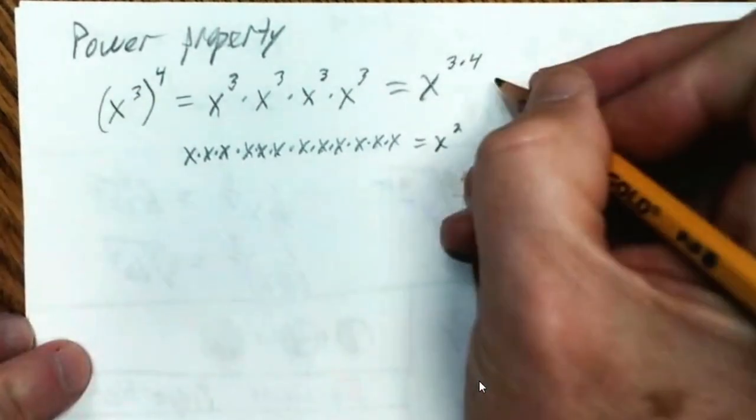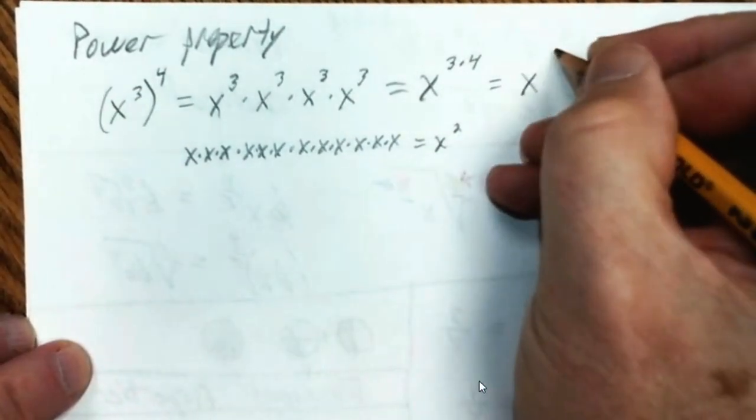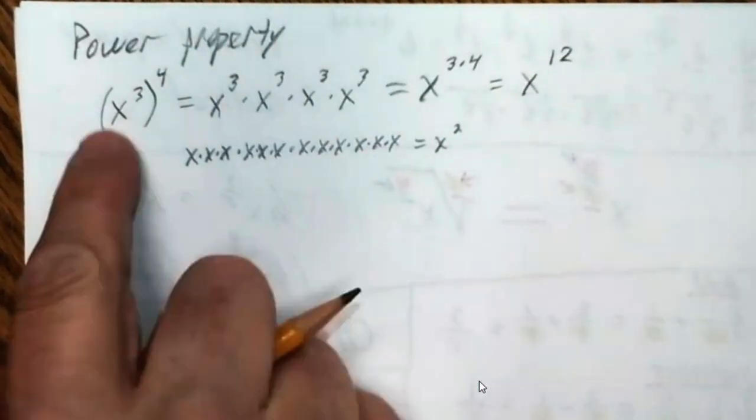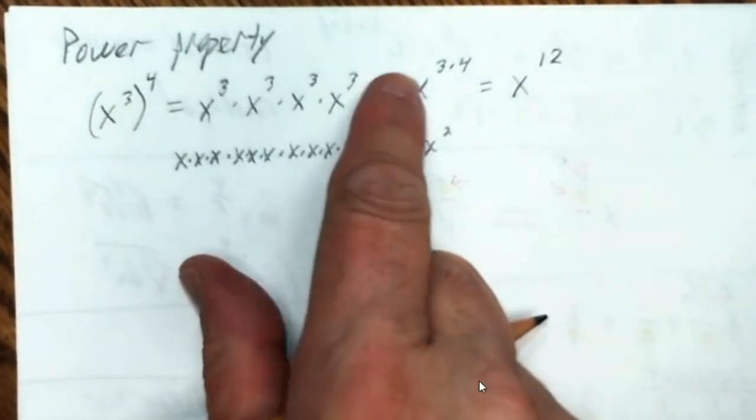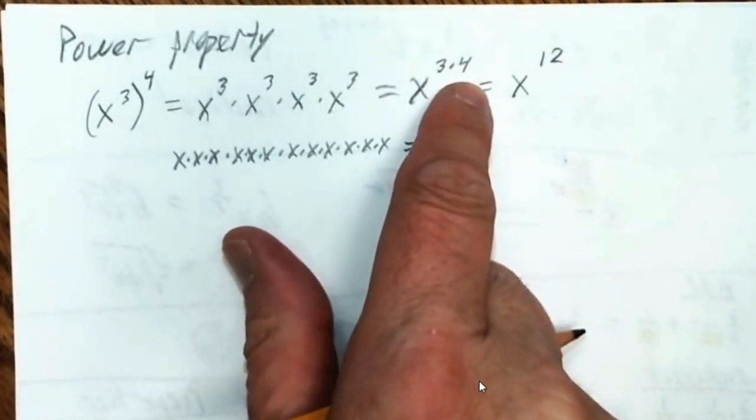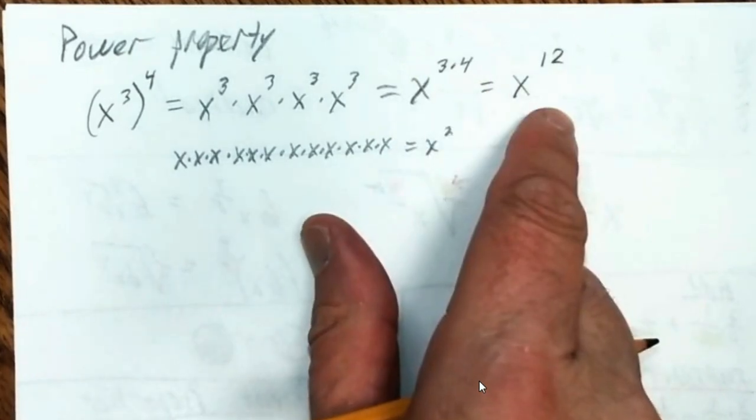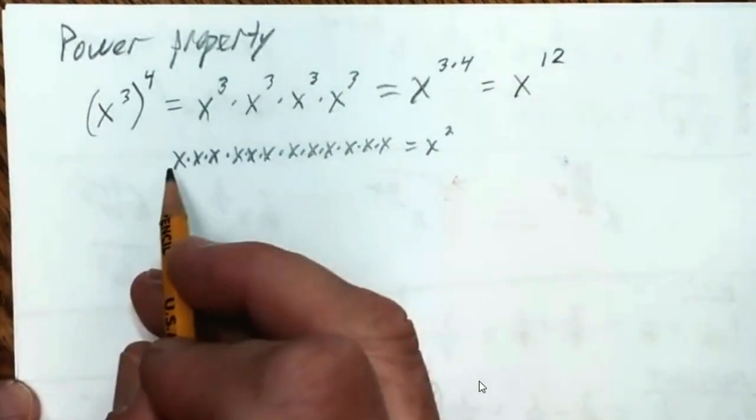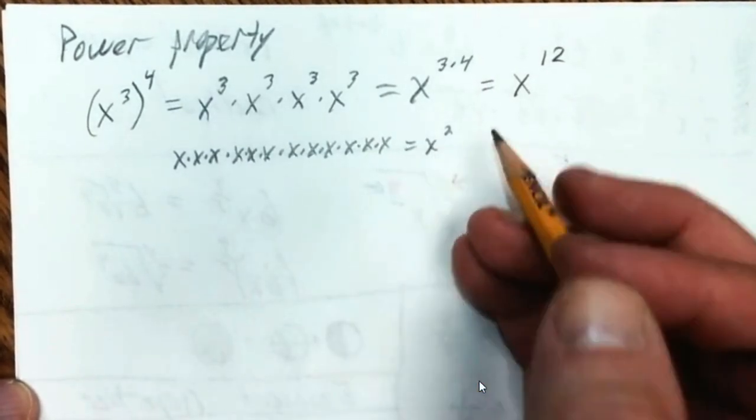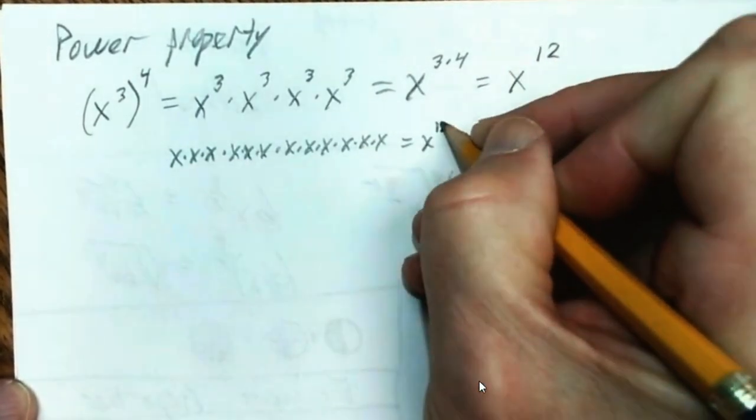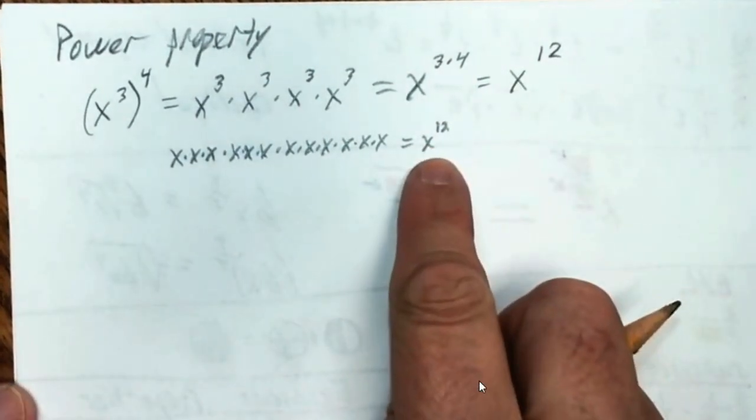4. So if we have powers, we can multiply those 2 times each other. 3 times 4 to get x to the 12th. So that's our power property. And we know it's right because this is x being multiplied by itself 12 times, which would be, oh, I didn't put the 12. I started talking before I finished it. X to the 12th.